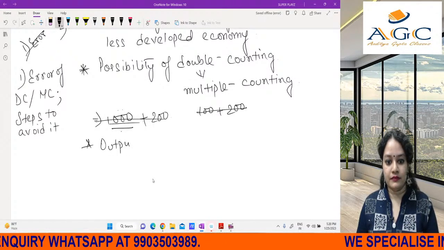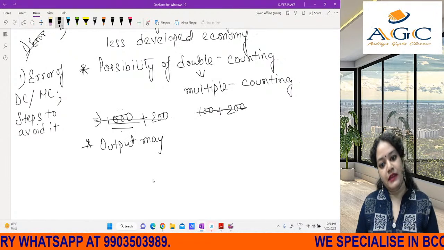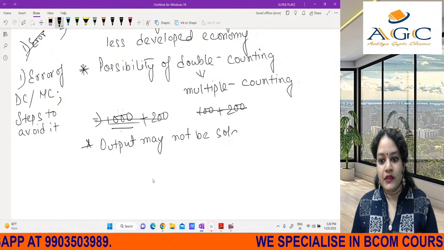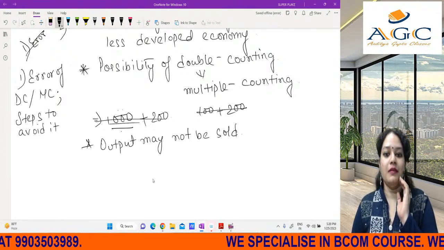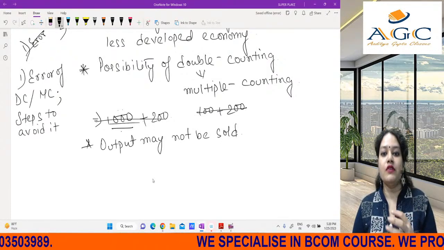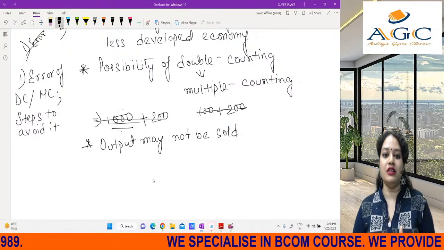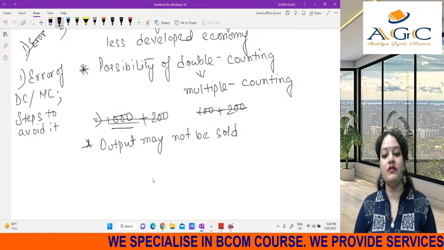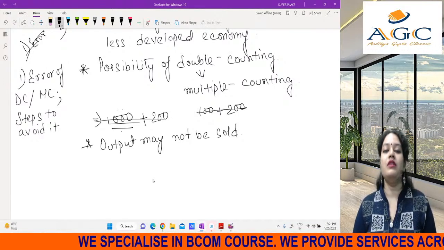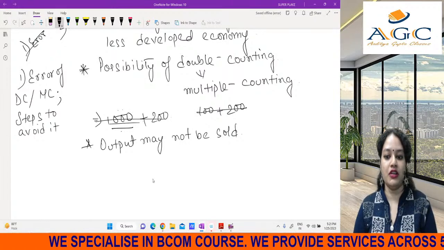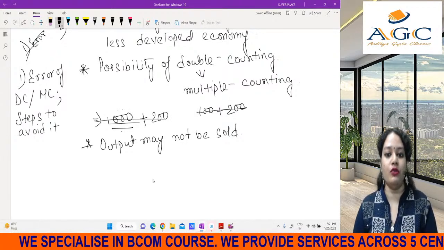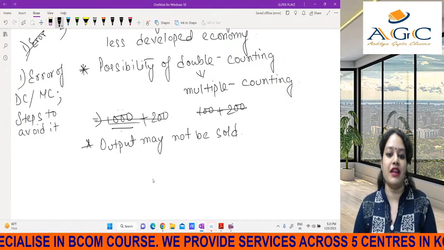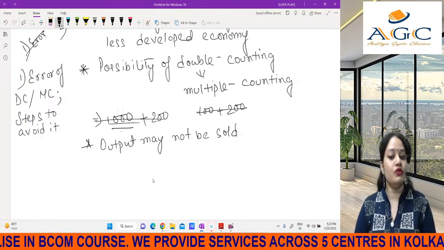Output may not be sold. Now see, when we are calculating national income, we are doing what? We are taking the values of a particular year. Like when we are calculating national income of this particular year, we will be taking down the values of this year itself. Now, last year, if there has been some production and the things have not been sold, right? Then it is not calculated in this year's national income. So that is an issue itself.